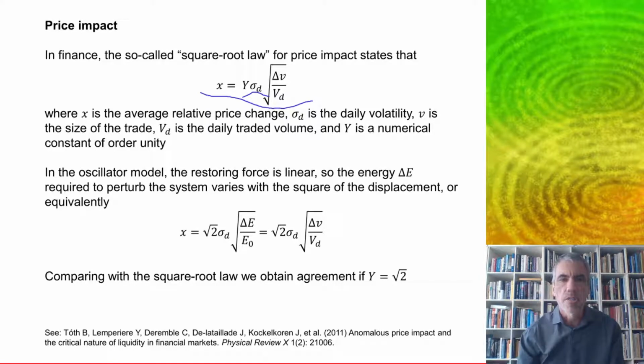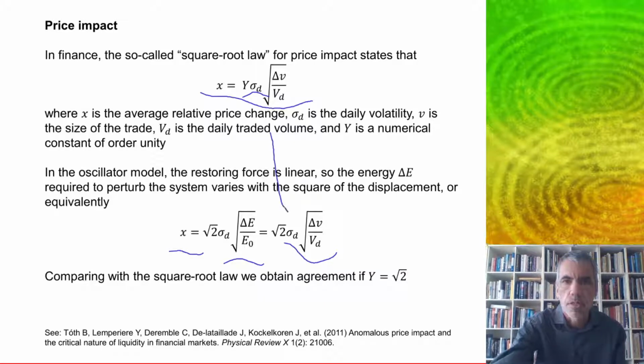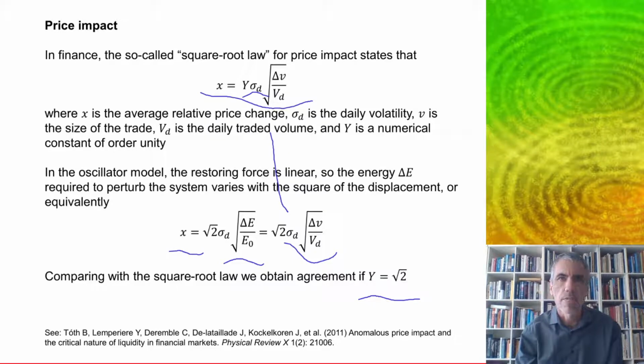In the oscillator models, this makes sense because the restoring force is linear, so the energy required to perturb the system is going to vary with the square of the displacement, or equivalently, the displacement varies with the square root of the energy. And of course, the energy in a quantum harmonic oscillator is just a multiple of the frequency. So when you have a large purchase, that's like boosting the frequency over that time period, which boosts the energy. Comparing these two formulas shows that they're in agreement if we have y being of the order of the square root of 2.